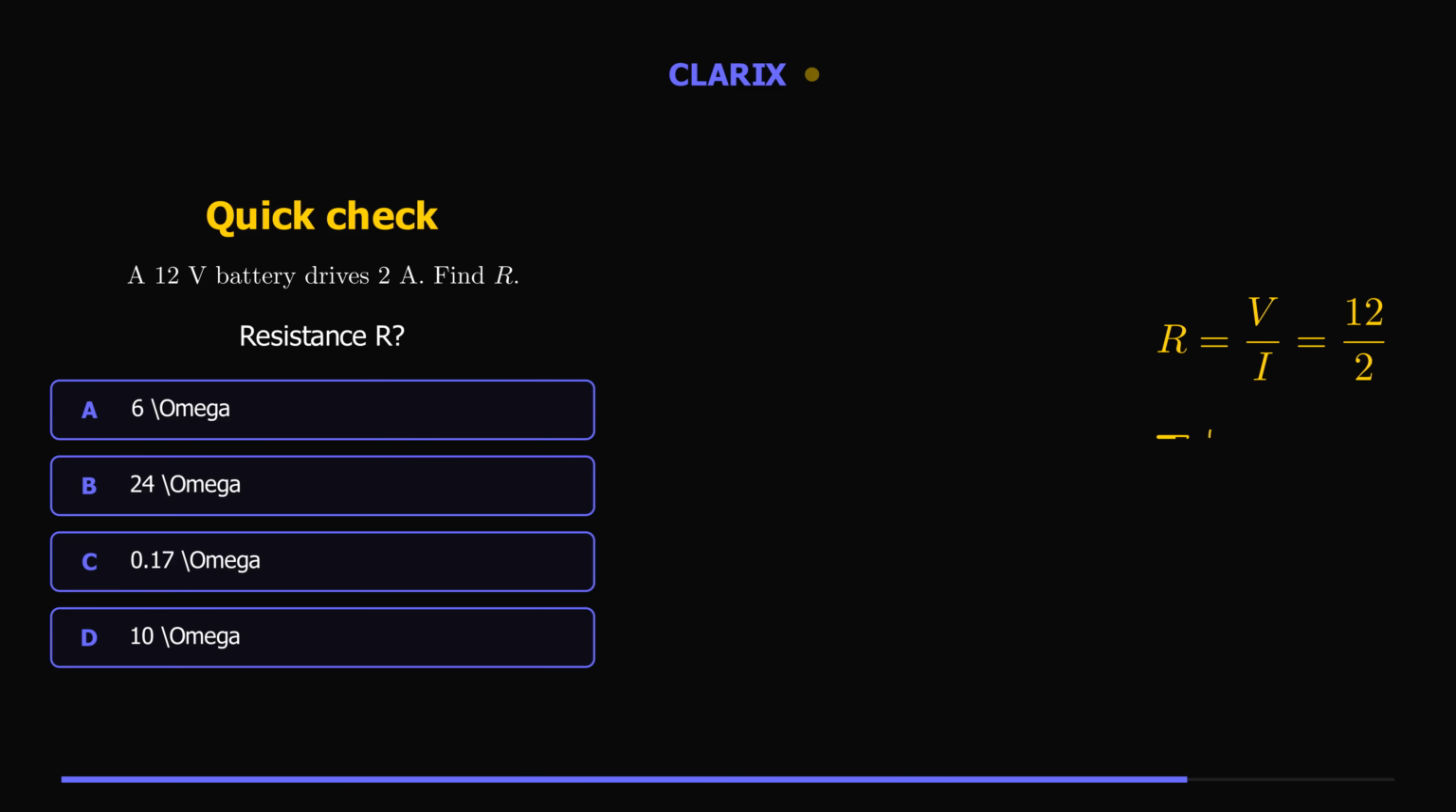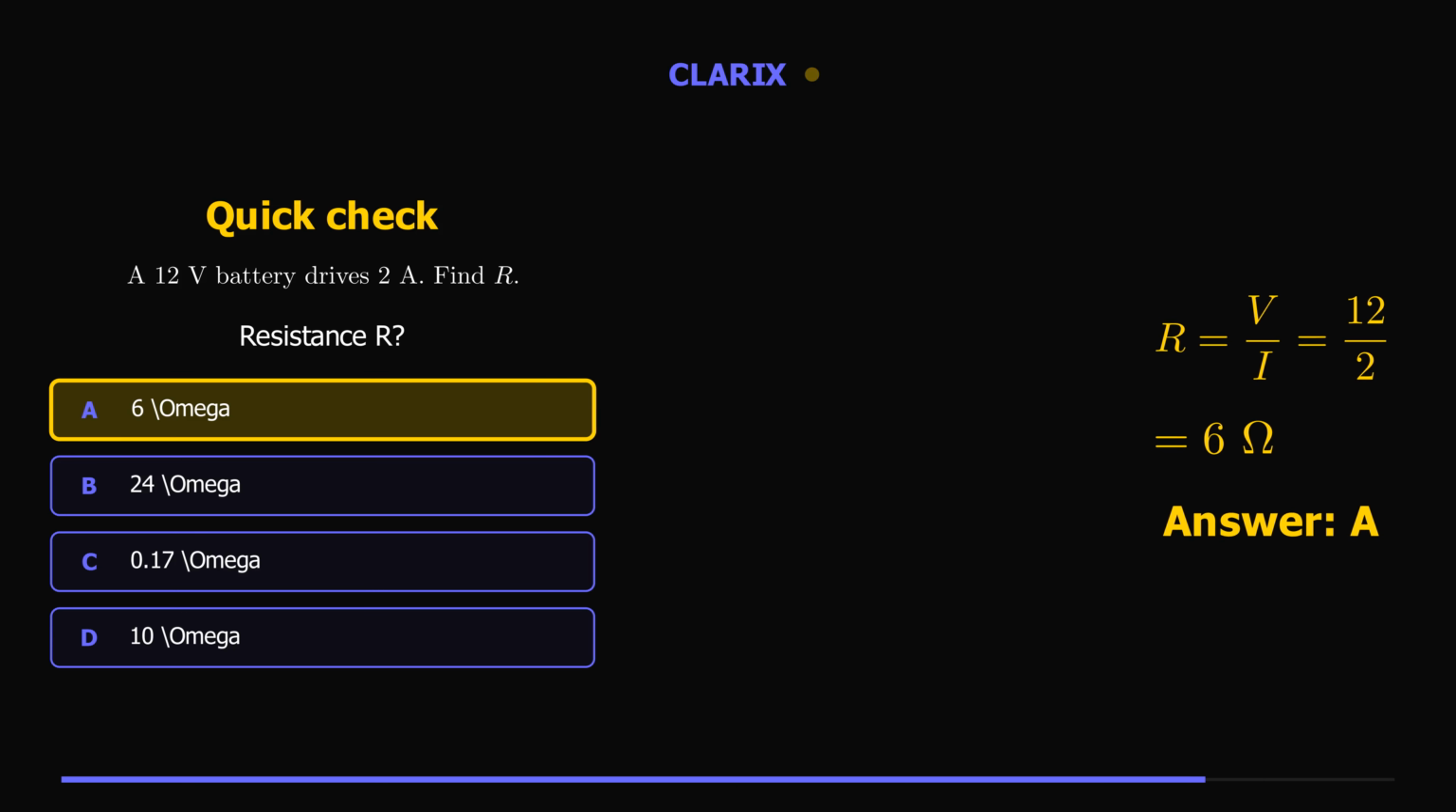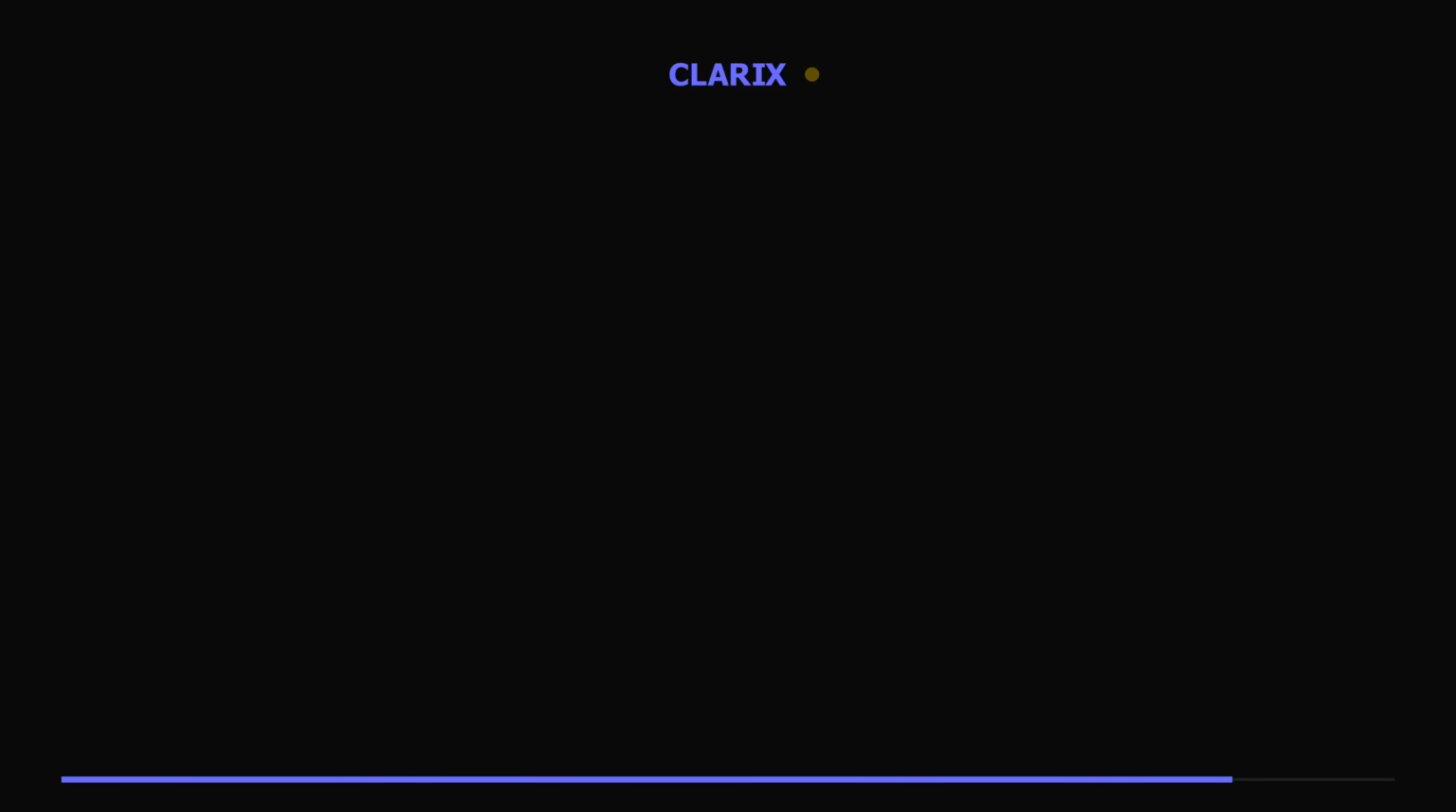Use R equals V over I. The voltage is 12 volts. The current is 2 amperes, so R is 12 over 2, which is 6 ohms. The answer is 6 ohms, option A.